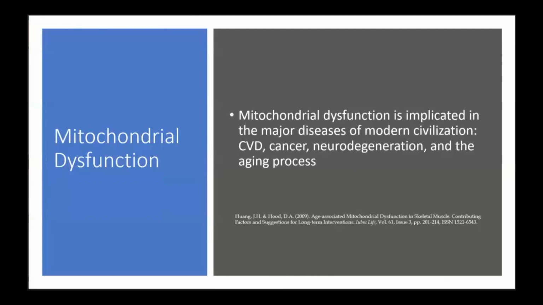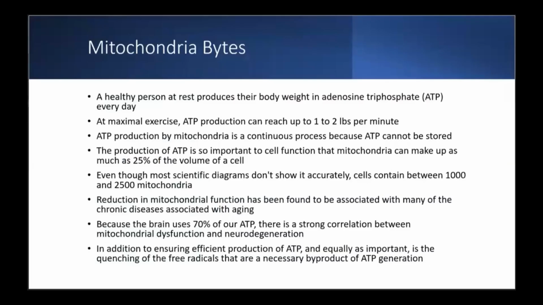Mitochondrial dysfunction. Implicated in the major diseases of modern civilization: cardiovascular disease, cancer, neurodegeneration, and the aging process. That's what this whole conference is kind of about, right? Interesting bites on mitochondria, since we're talking about chi and energy and all that good stuff. A healthy person at rest produces their body weight in ATP every day. That's a lot of ATP. It's a lot of molecules. Pile them all up, it's a lot.